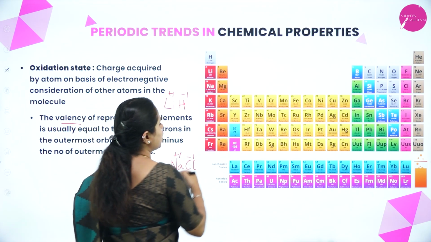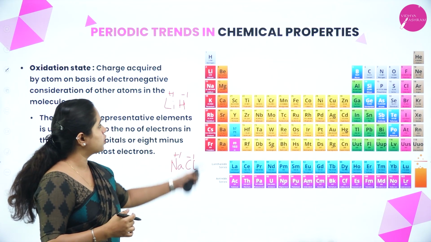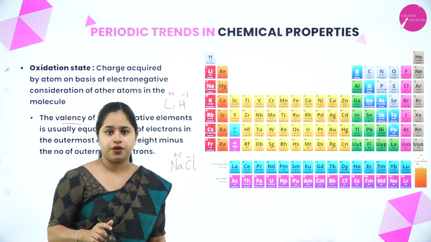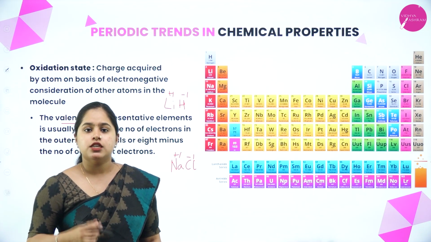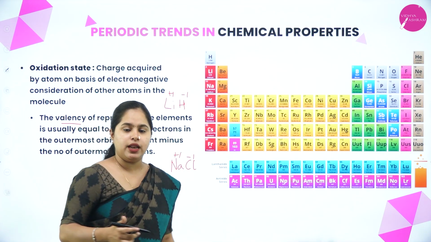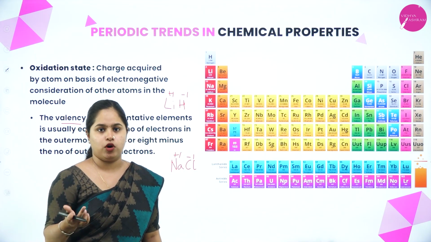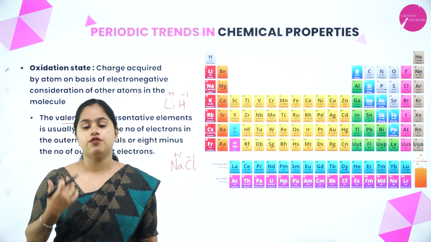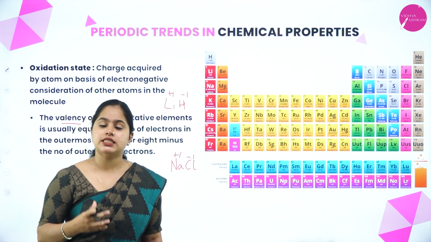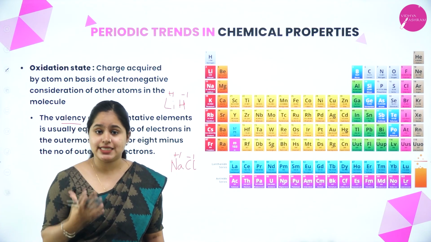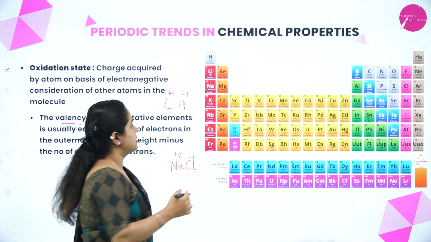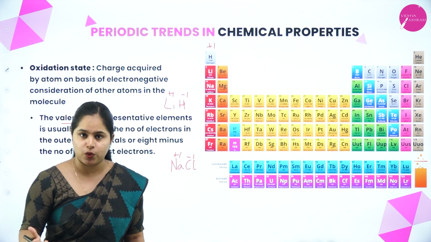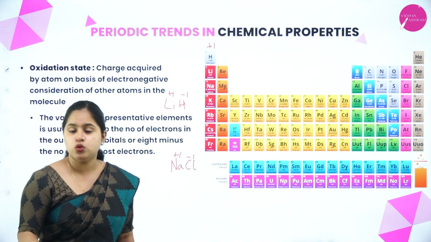Let's take the first group elements. In the first group elements, the outermost shell has 1 valence electron. The first group elements are highly electropositive. That means they have a high tendency to remove one electron from the outermost shell so that they attain octet. So the oxidation state of the first group elements will be +1 because they are ready to lose one electron.